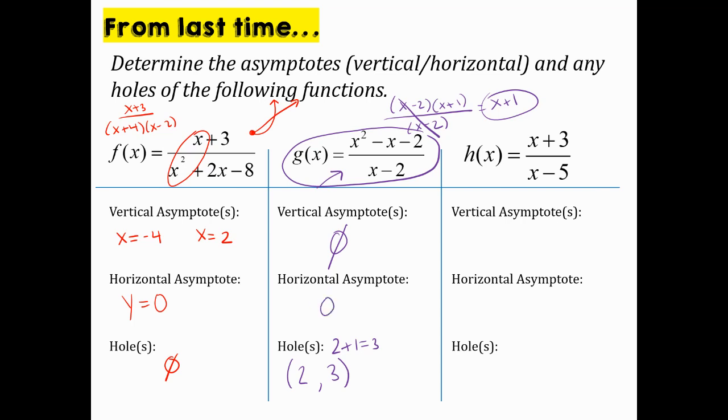This isn't going to have any horizontal asymptotes. It's top heavy. As you plug in larger x values, the numerator is going to grow quicker than the denominator, so it's going to shoot off to infinity.